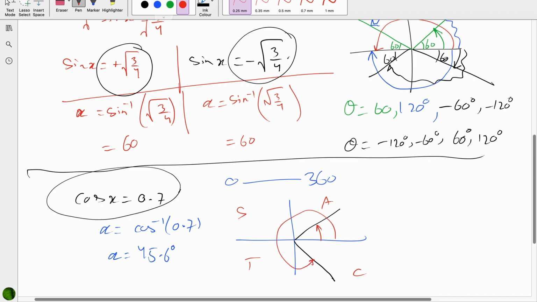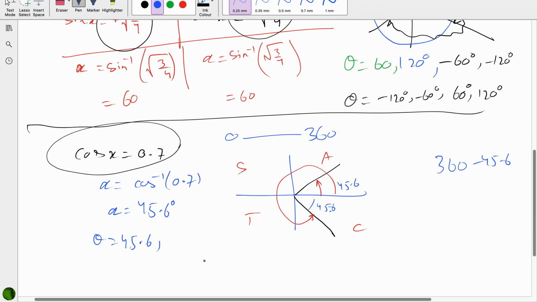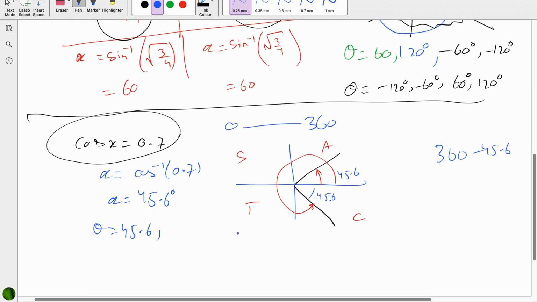So we know the basic angle is 45.6. So first theta is straight away 45.6 and last is 360 minus 45.6. And what is this? Yes.